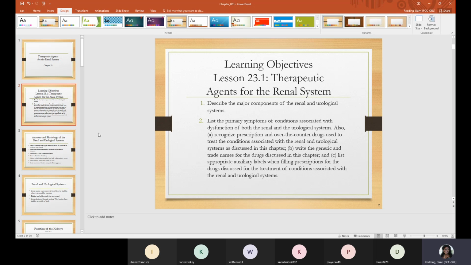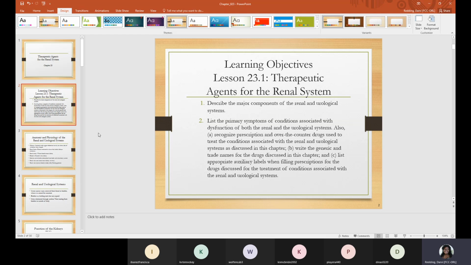You should be able to describe the major components of the renal and urological systems. You should also be able to list the primary symptoms of conditions that are associated with the dysfunction of both the renal and urological systems. You should also be able to recognize prescription and OTC, better abbreviated as over-the-counter, drugs that are used to treat the conditions associated with the renal and urological systems as discussed in this chapter.